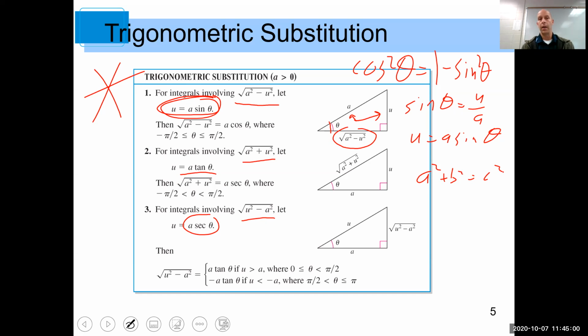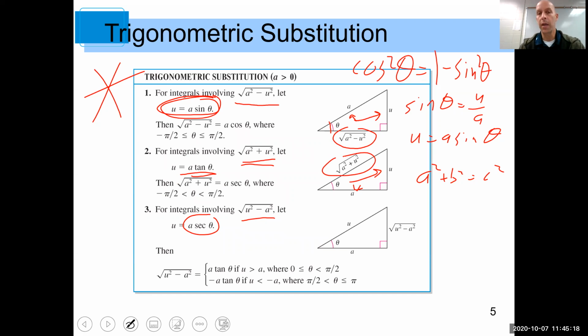If you have a problem that involves this, and we draw the reference triangle, here we're going to talk about arctan. Remember, tangent is opposite over adjacent. And then we can do the Pythagorean theorem to get the third side.